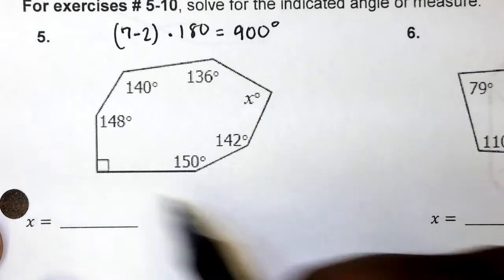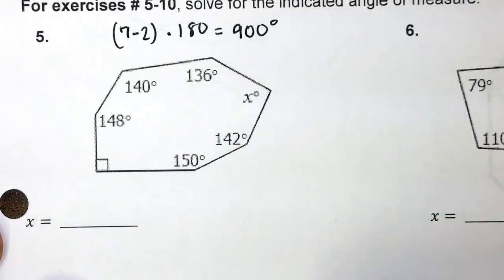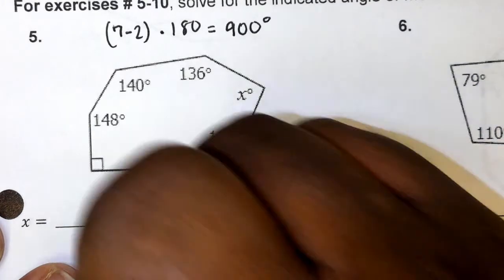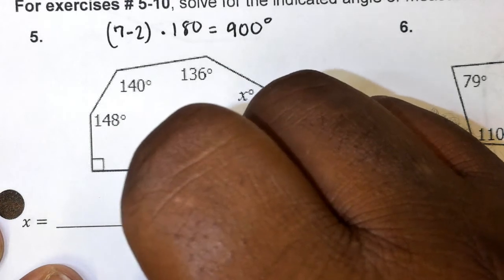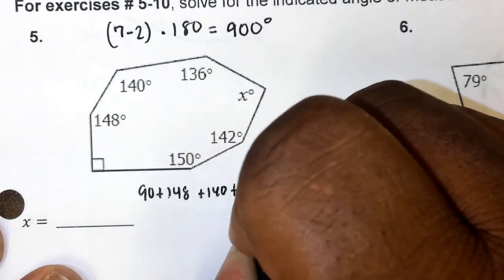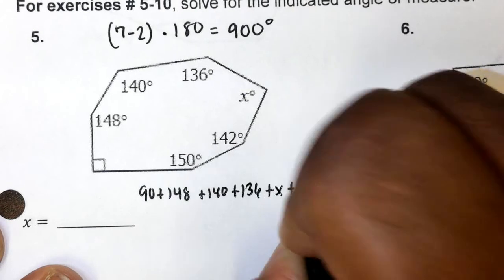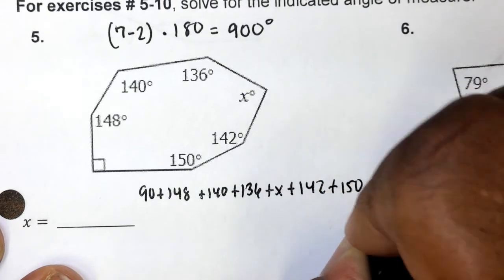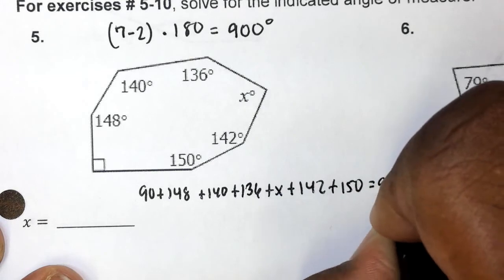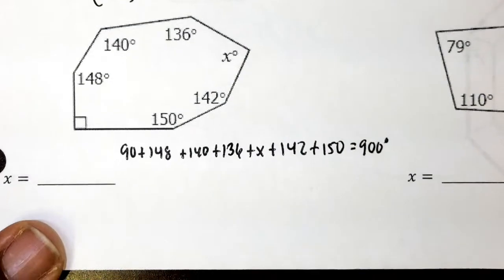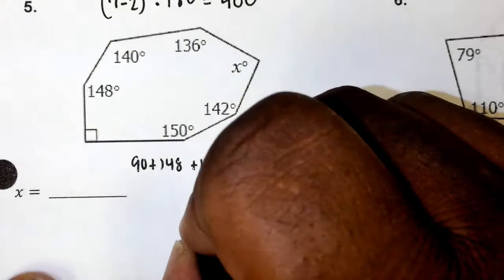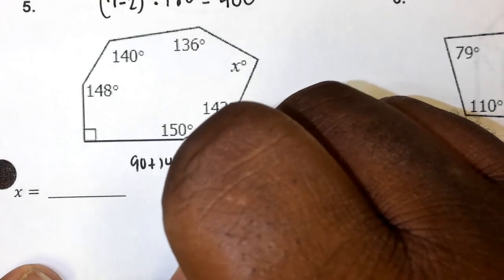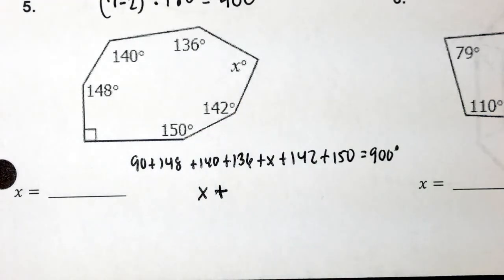If that's the case, then you got all your numbers. Just don't forget the 90 degrees. So I start there just so I won't forget it. 90 plus 148 plus 140 plus 136 plus x plus 142 plus 150 equals 900. You need to combine like terms and solve. Everything is a number except for x. So I know it's going to be x plus something. Combine like terms.